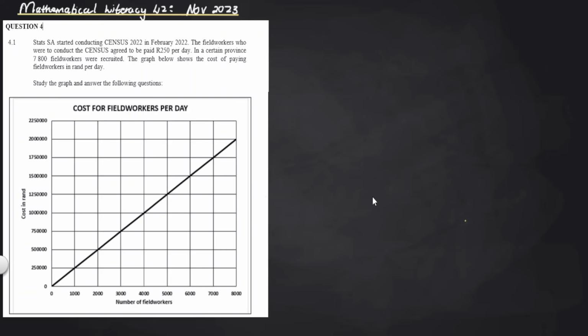All right, question 4 is all about module 4, where we talk about relationships, graphs, interpretation of graphs, as well as number patterns. Question 4 is actually a two-part question. In 4.1, we are given a graph to interpret. Let me just hide this and show 4.2.